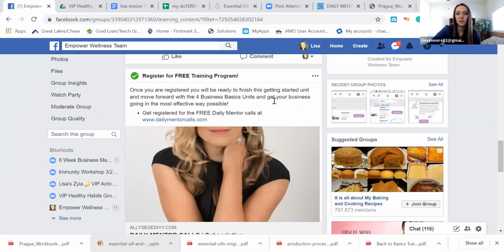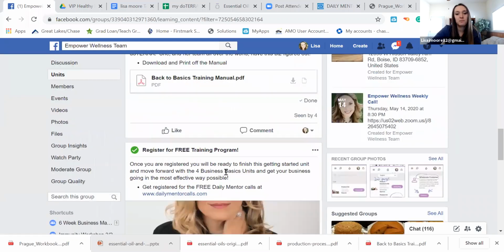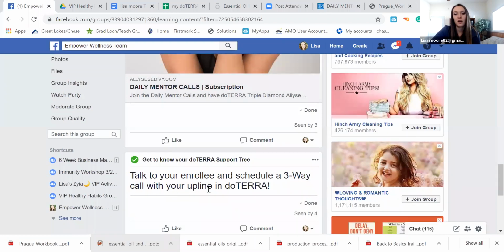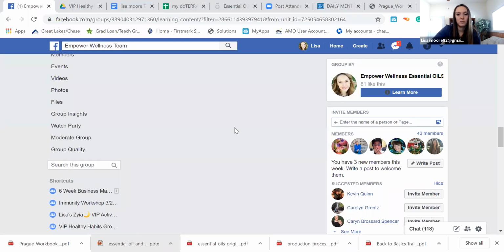So I'm grouping some of these together to get people started in these 4 basic trainings, which is also one of her recommendations, just following along with what is proven to work. You'll start the training manual here, register here, and then schedule a 3-way call with your upline in doTERRA. So talk to your enrollee. If that isn't me, if it is me, talk to me. We'll do a 3-way call with your upline so that they can get to know you and you can get to know them, and we can learn your story, your goals, and how we can serve you best, and also help you create a plan. All right?